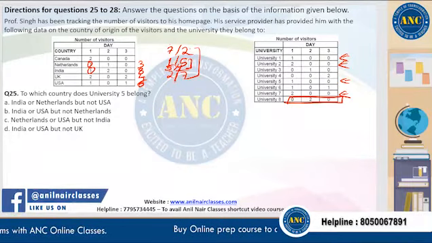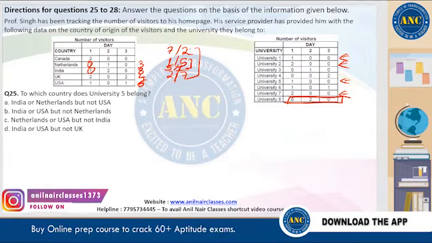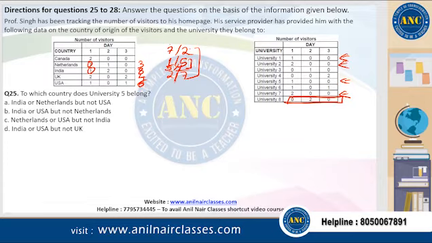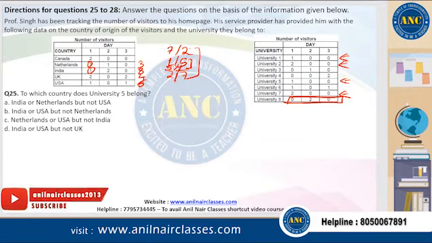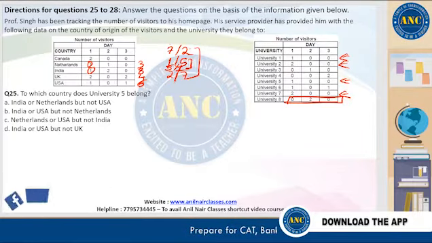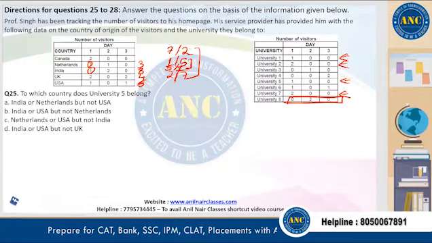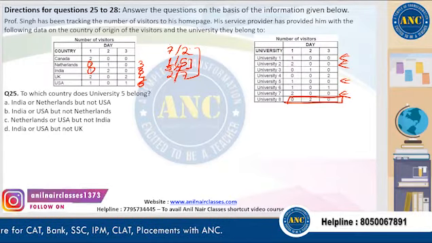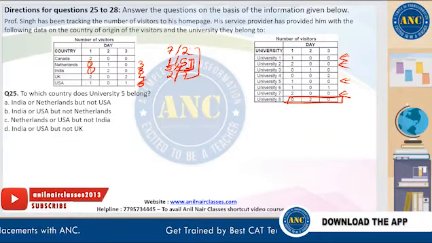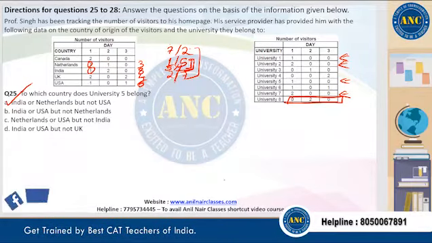So which country does University 5 belong to? That is simple data. It is as per the statements, right? University 5 can belong to India or Netherlands, but not US for sure. The University 5 belongs to India or Netherlands, but definitely not US. That would be an answer. Very simple question here they've asked in CAT when they gave this question.